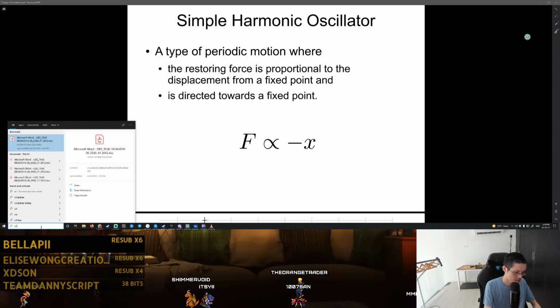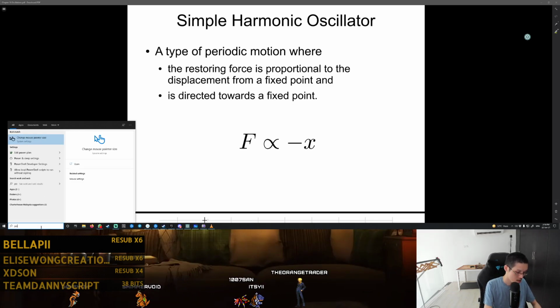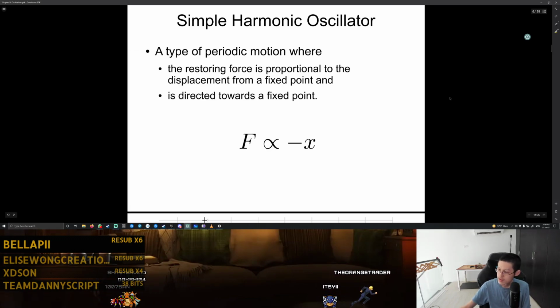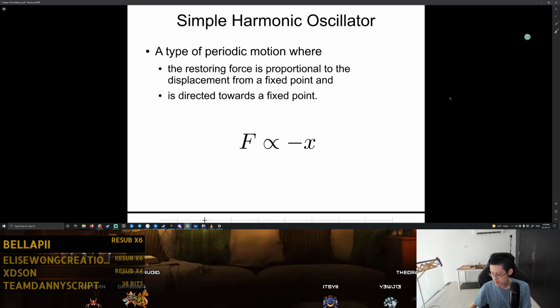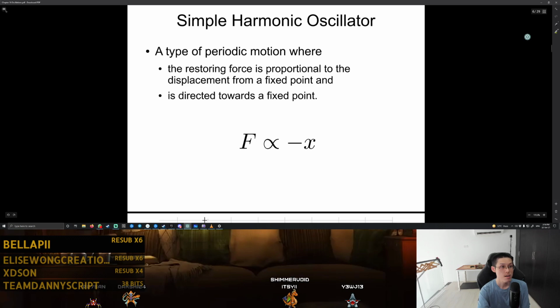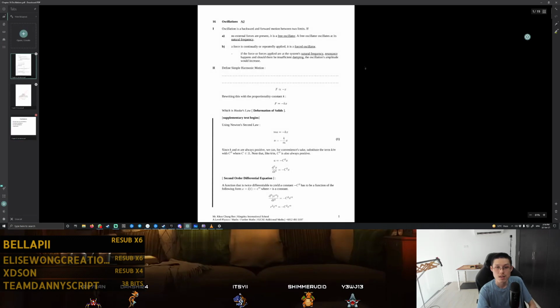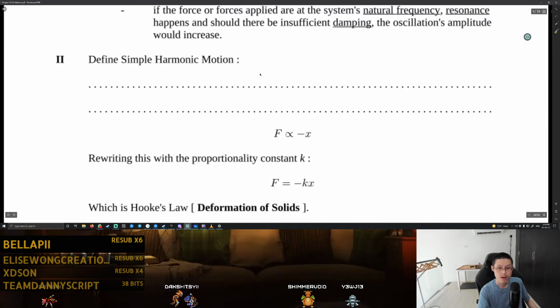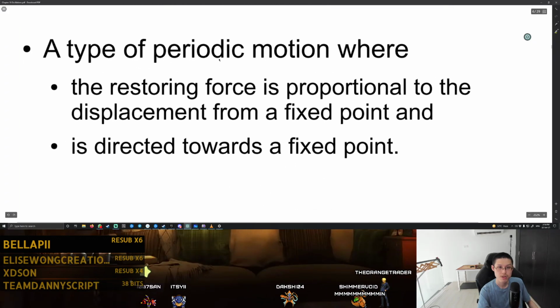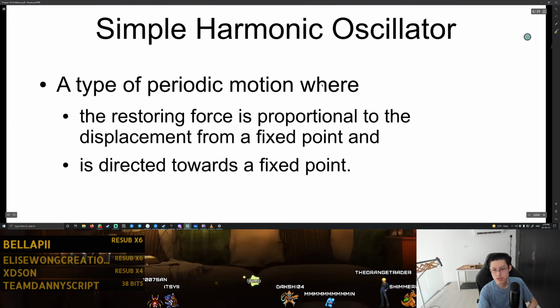Okay. So, moving on. You can actually write that down over here. Define simple harmonic motion. So you want to write this down: a type of periodic motion where the restoring force is proportional to the displacement from the equilibrium.